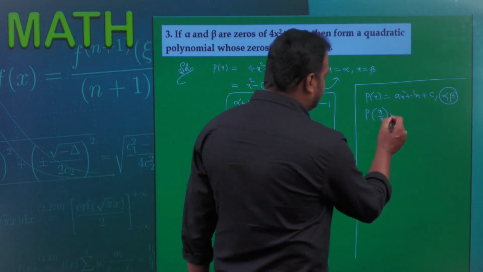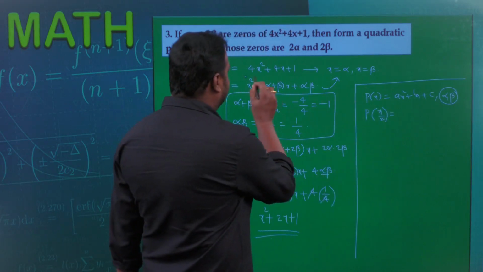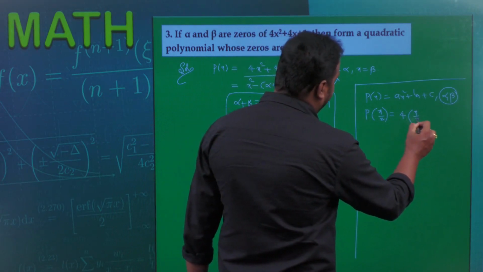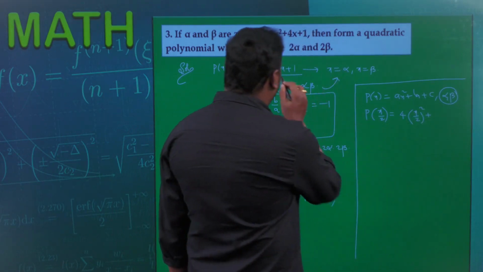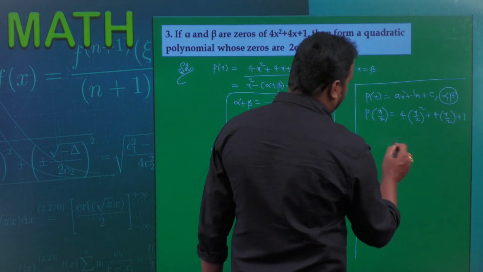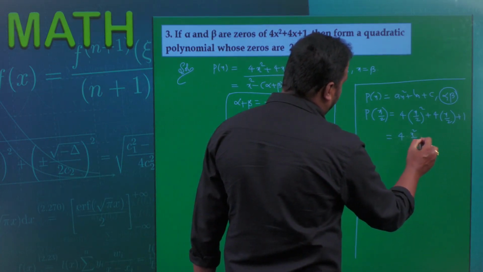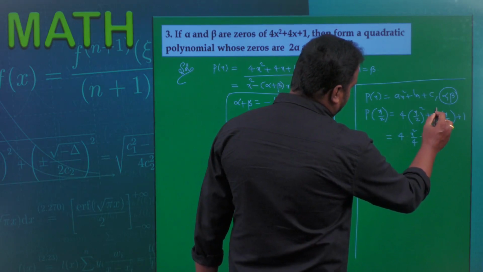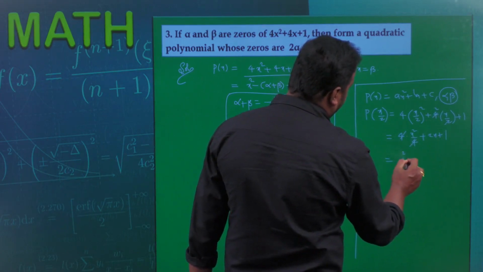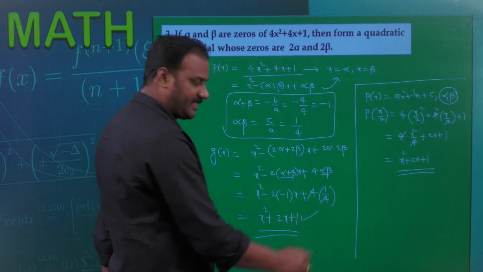So if you find p of x by 2, then your polynomial is 4x square plus 4x plus 1. 4 into x square, where x is x by 2 whole square, plus 4x is nothing but 4 into x by 2, plus 1. So if you simplify this, 4 into x by 2 whole square is x square by 4, plus 2 1s and 2 2s are 4, it is 2x plus 1. 4 cancel. Finally you get x square plus 2x plus 1. See, this is the required polynomial, right?